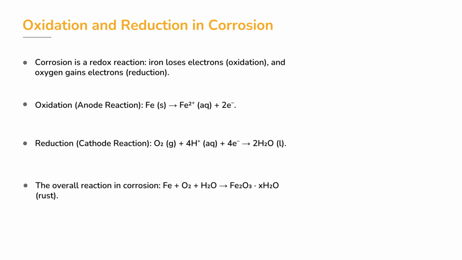At the anode, iron reacts with water and oxygen, losing electrons. Now, at the cathode, oxygen from the air gains those electrons in a reduction reaction, leading to the formation of water. Together, these reactions create iron oxides or rust, and it's this process that weakens the metal over time.